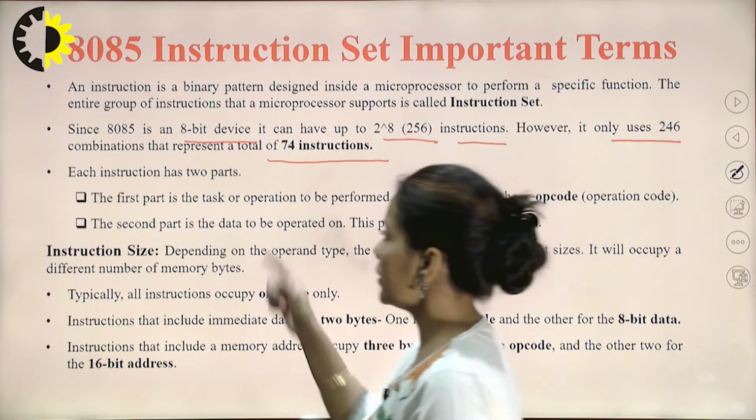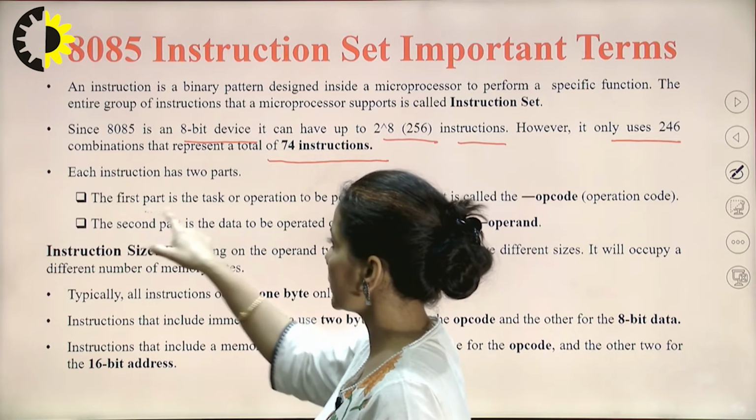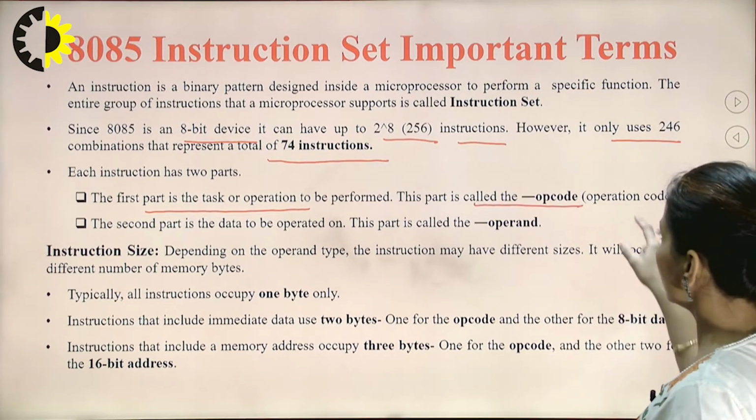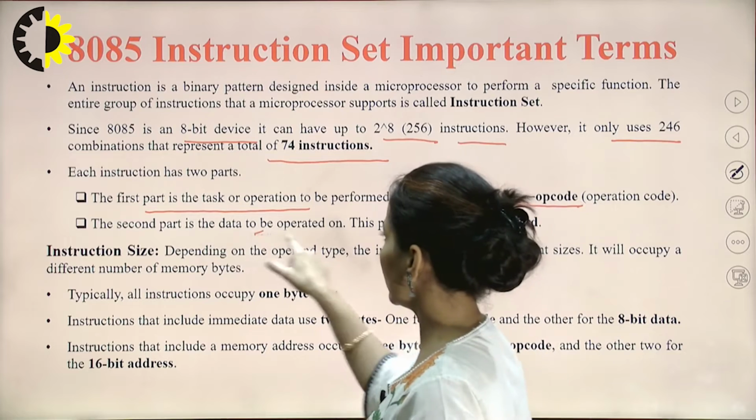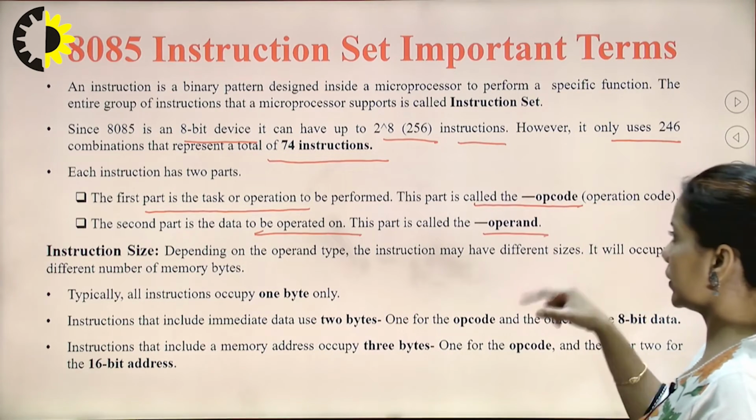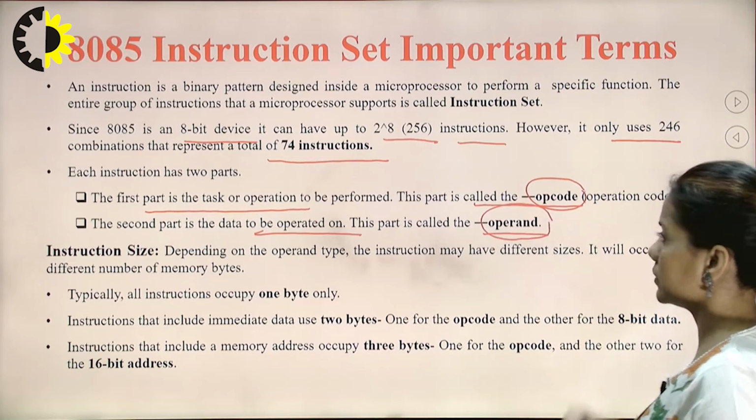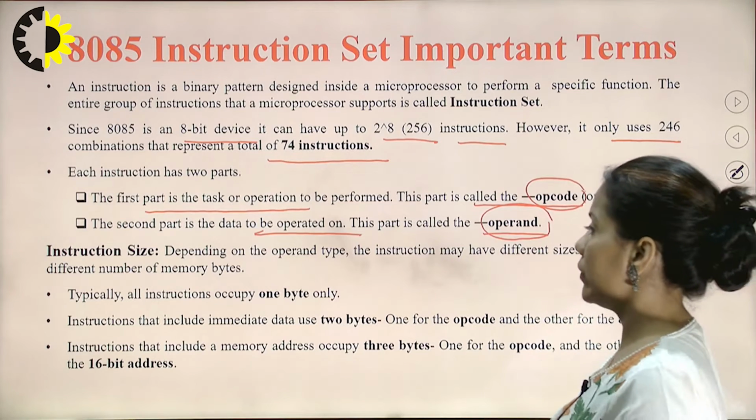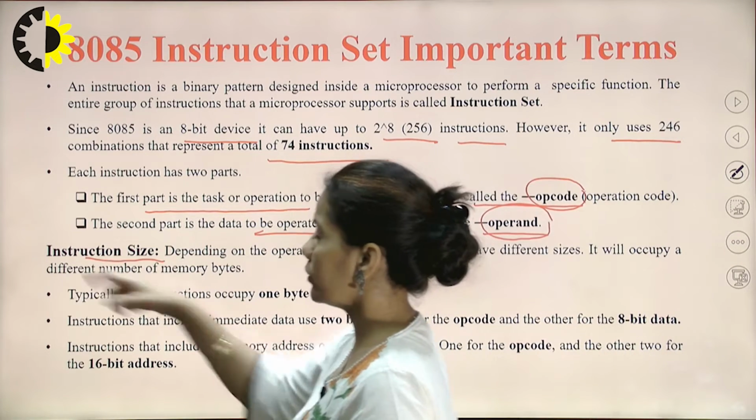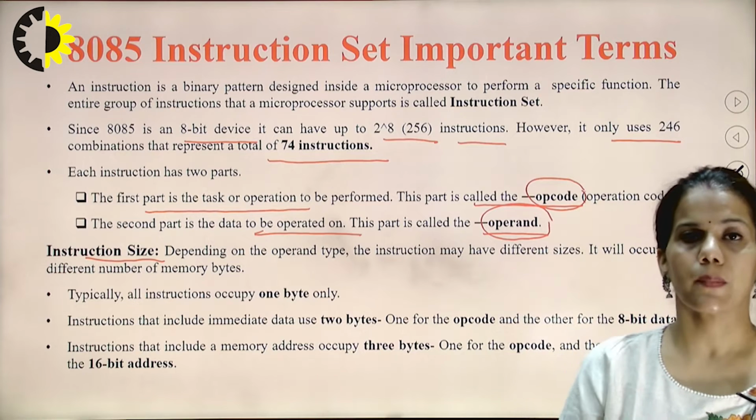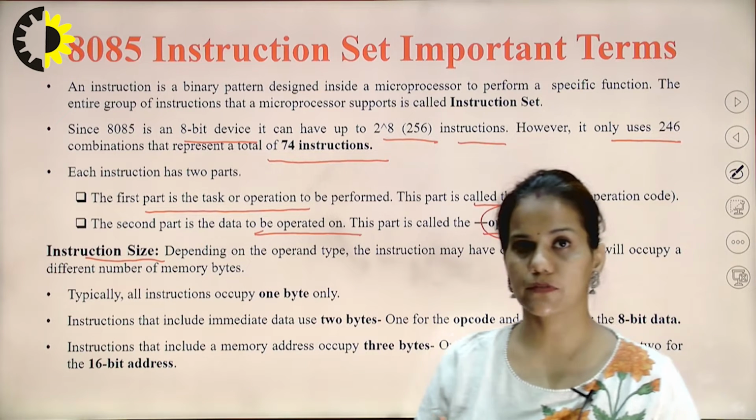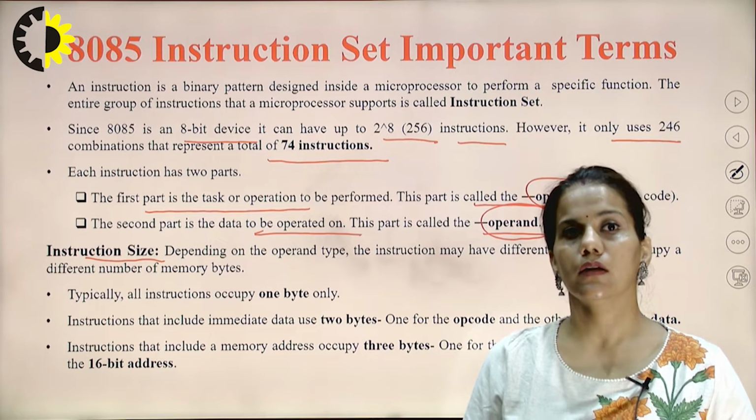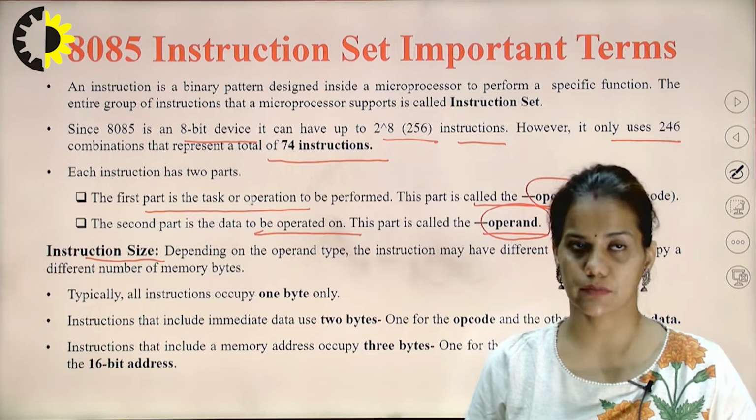When we talk about any instruction, it has two parts. The first part is the task or operation to be performed, called the opcode or operation code. The second part is the data to be operated on, known as the operand. So opcode and operand are two important terms that are an integral part of any instruction. As discussed in the previous lecture, the instruction format specifies the instruction size. It can be 1 byte, 2 bytes, or 3 bytes.